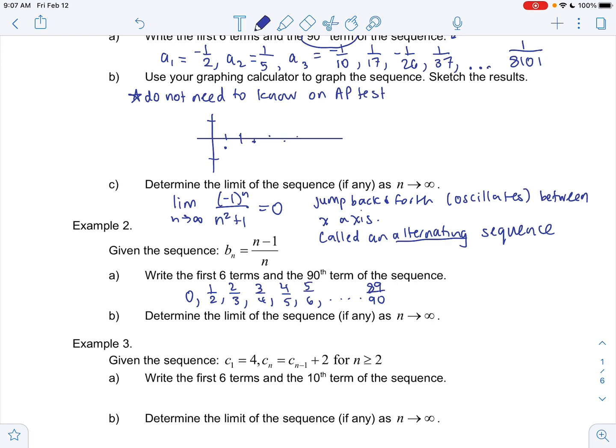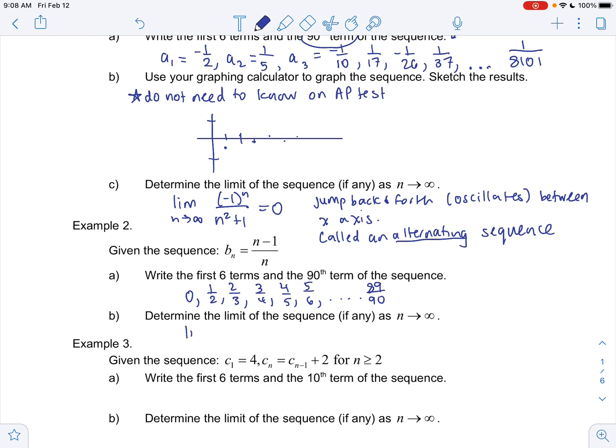Okay, so you should see that you have the first 6 terms being defined as, if we started the index off at 1, you get 0 over 1 or 0, and so on and so forth, plugging in 2 next, then 3, then 4, until we get to the 90th term where we get 89 over 90.